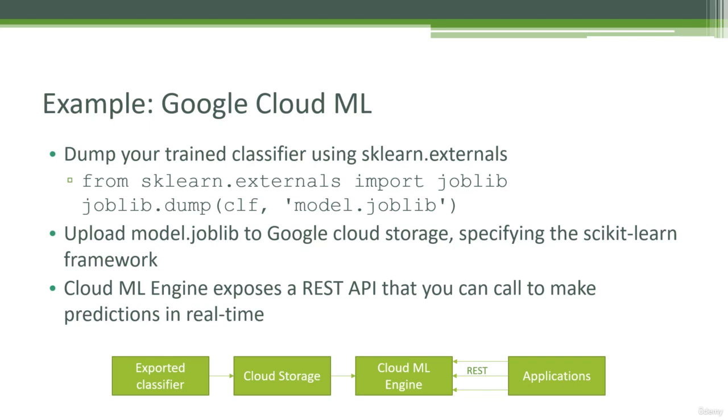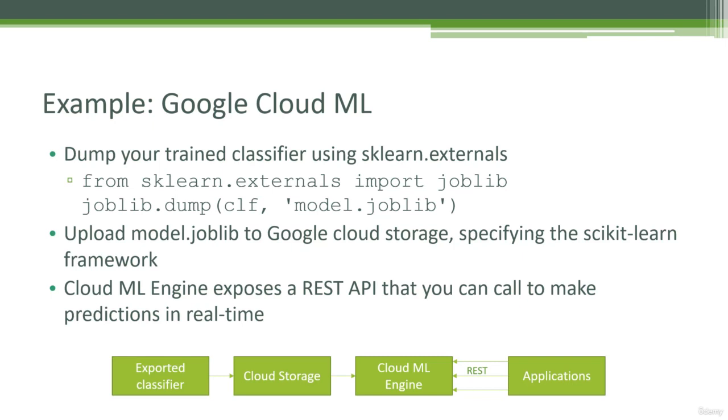You would then upload the resulting model.joblib, which contains the model itself, to Google Cloud Storage, and from there, you can just say, this is going to run within the scikit-learn framework, and it will know what to do with it. At that point, you can just tie a Cloud ML engine into it, the Google Cloud ML engine, and that will expose a REST API that you can call to make predictions in real time based on that model that you uploaded into Google Cloud. See how that works? So basically, you would train your classifier offline in a notebook or whatever, however you want to do it, export that classifier to a file, upload that file into Google Cloud Storage, and then Google Cloud's ML engine could actually interact with your applications over a REST API.